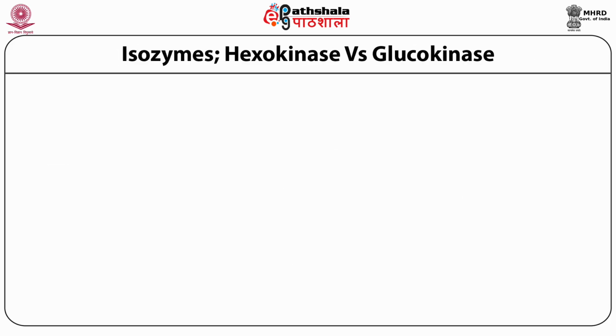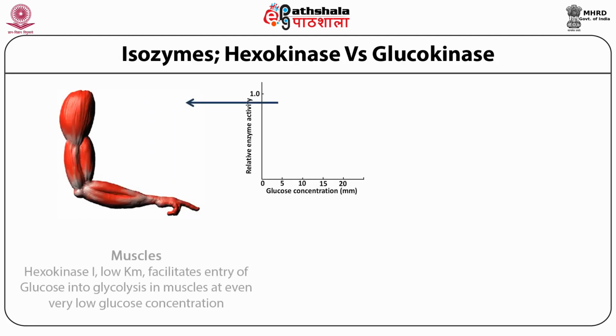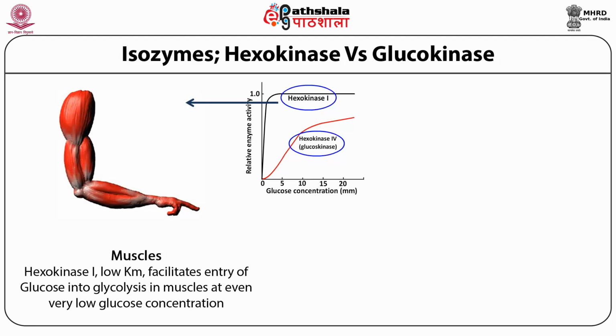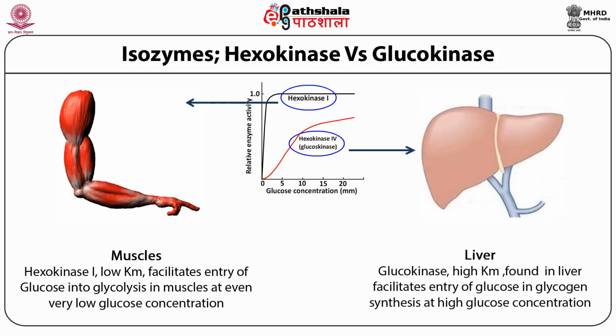As we discussed earlier, in muscle cells the requirement is such that even at very low concentration, the muscles can make more and more energy. So the Km value of hexokinase 1 is very low, so that it can bind glucose even at very low glucose concentration and convert it into energy. You can see in the graph that at very low glucose concentration the reaction velocity is very high. However, when there is not much requirement of glucose in the body, glucokinase gets activated and converts the glucose into glycogen.